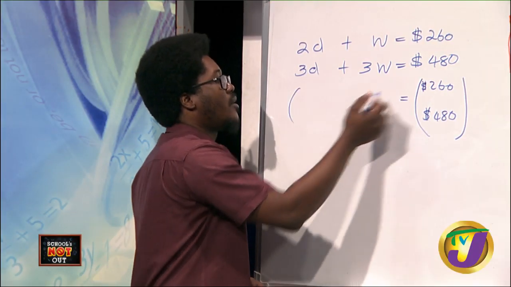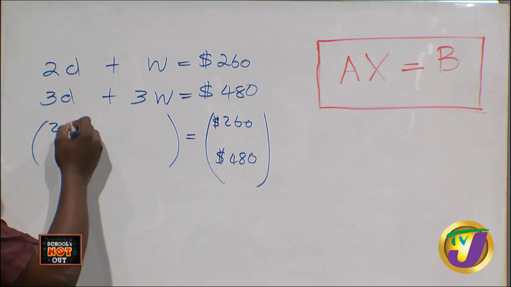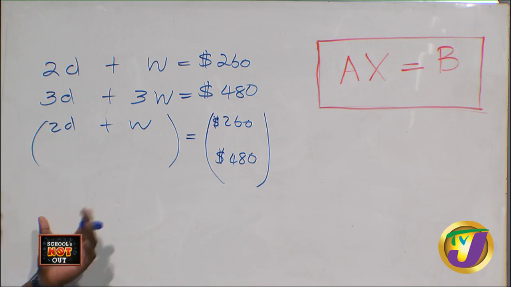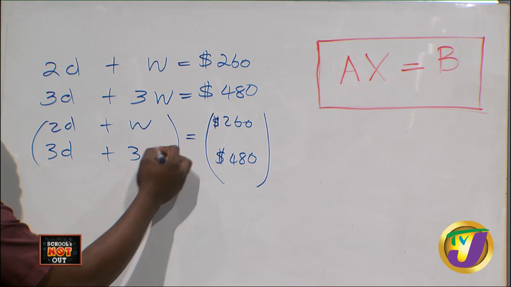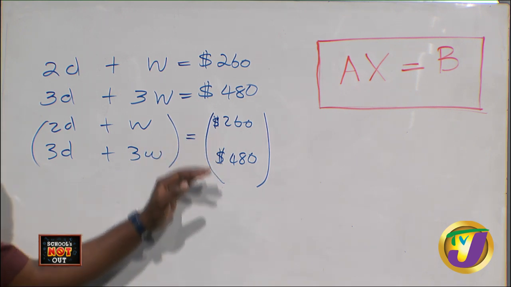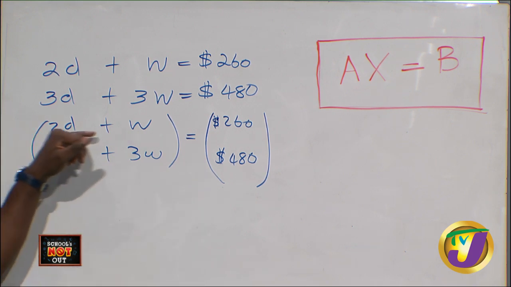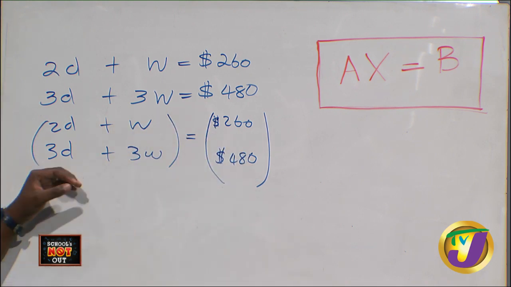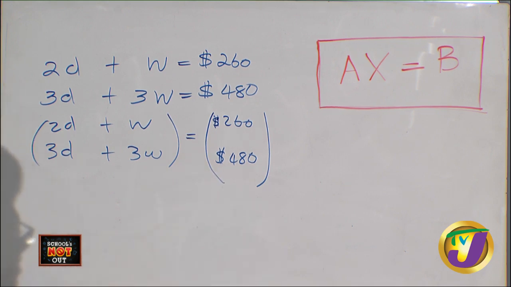Good. So our first row is going to be 2D plus W. And our second row is going to be 3D plus 3W. That's the first step that we're going to take in order to get to our AX equal B. So here we have 2D plus W being equal to $260. We have 3D plus 3W being equal to $480.